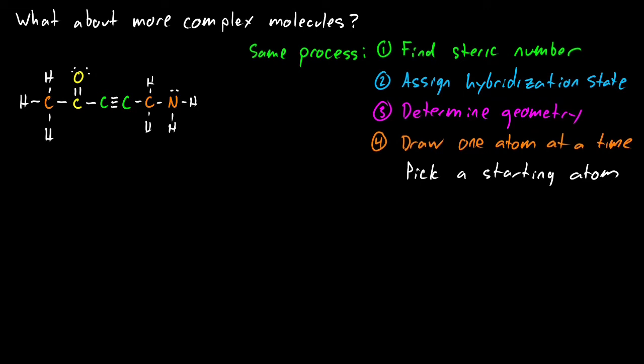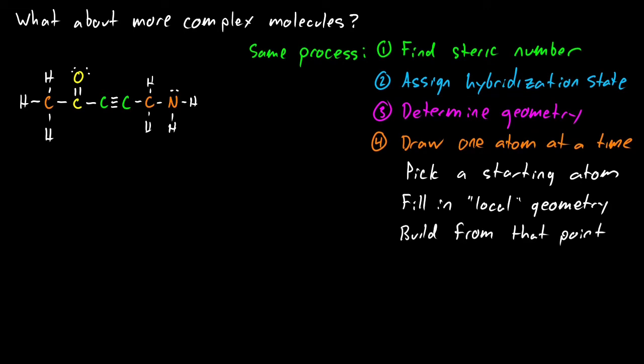What I'm going to do is pick a starting atom, which can be any atom in the molecule. There's no rule about how you have to do it. I'm going to build the local geometry of that single atom, and then I am going to attach these atoms one at a time, building from that part, keeping in mind the local geometry around each. So let's take a look at how we do this.